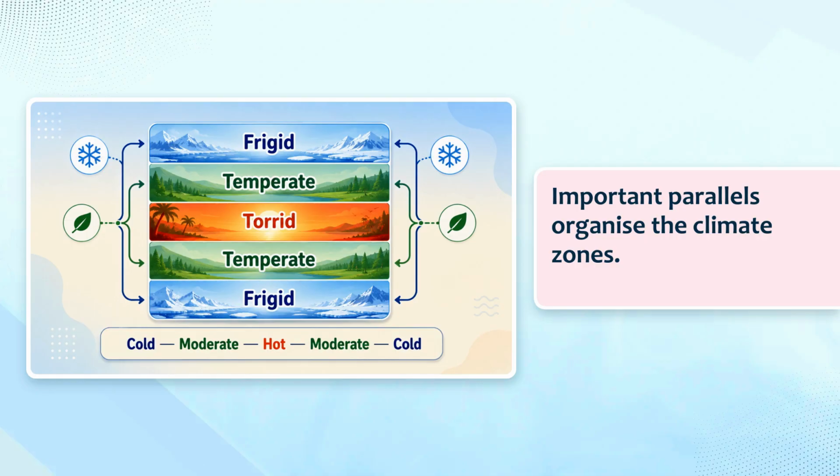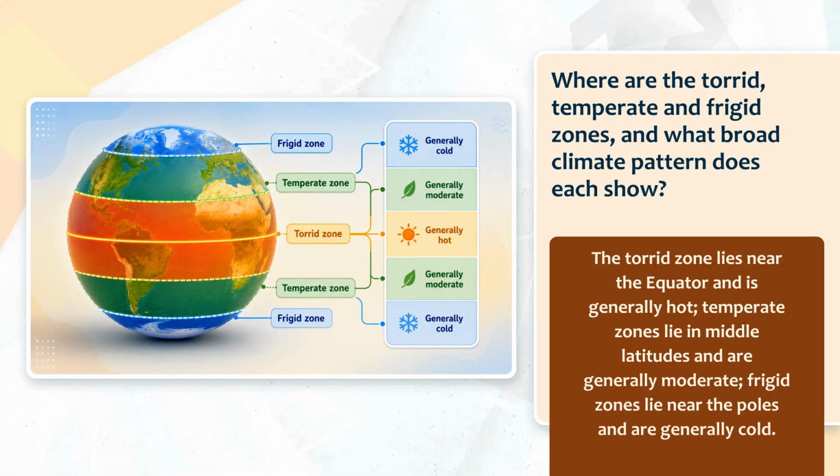Important parallels organize the climate zones. The 2 hemispheres repeat the same 3-zone pattern. Read the band chart from the equator outward. Where are the torrid, temperate, and frigid zones, and what broad climate pattern does each show? The labeled bands provide the complete comparison.